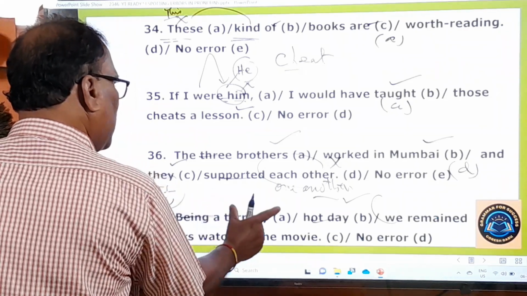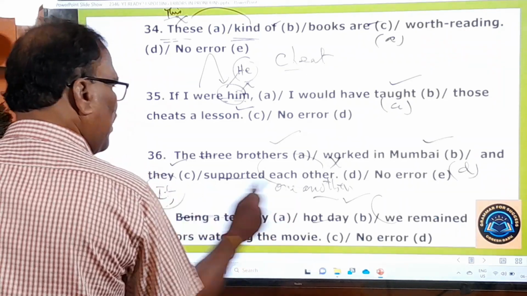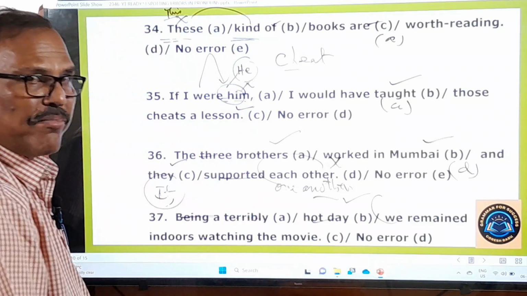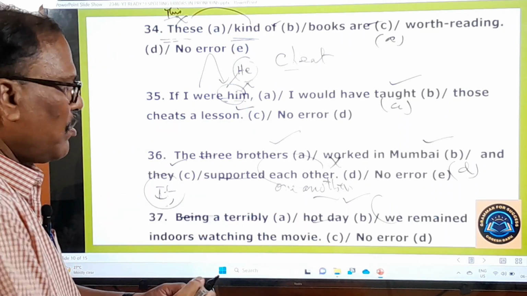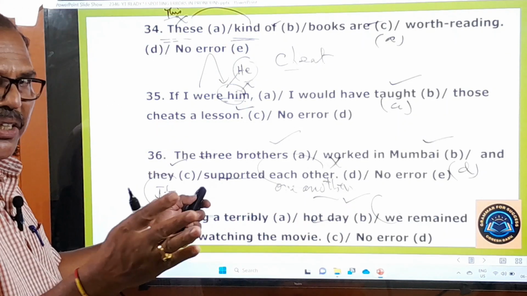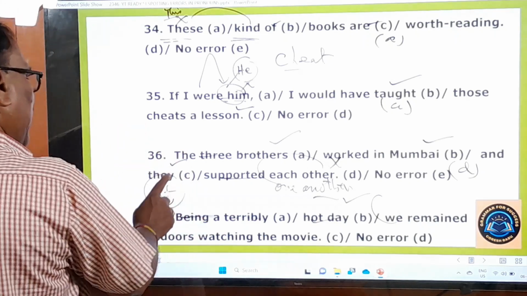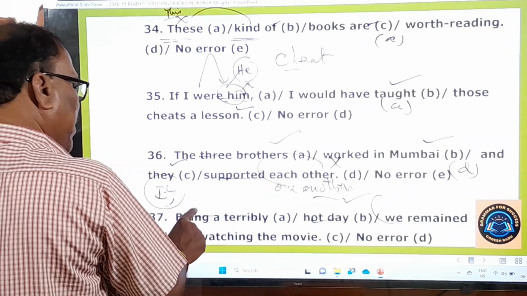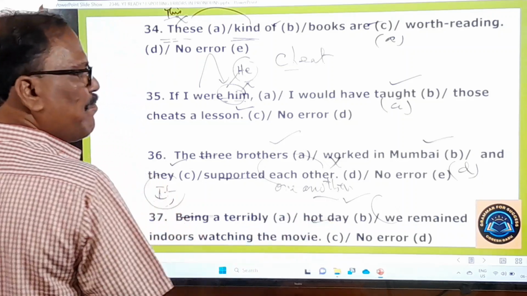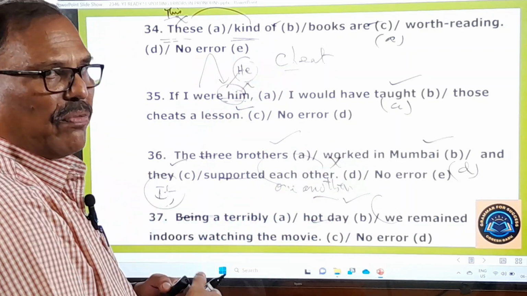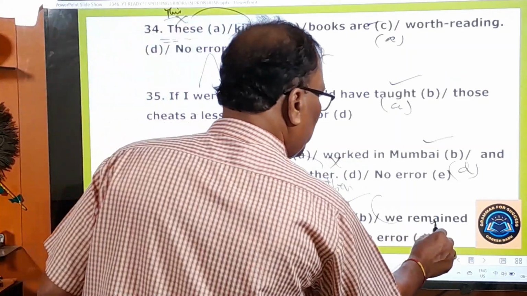Two things are there. In this, the subject of the sentence is it. In the other, the subject of the sentence is we. Two sentences are clubbed here. So when the subjects are different, the subject must be used at the beginning of the clause. It being a terribly hot day, we remained indoors watching the movie. So this A part is a mistake.